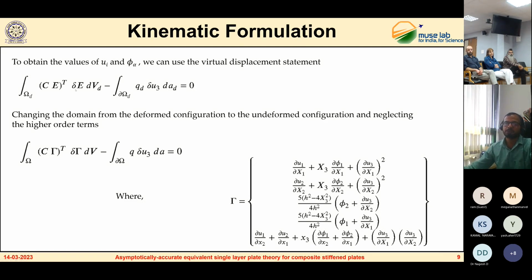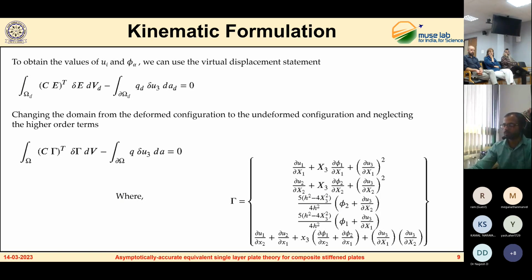This statement is in the deformed configuration of the structure, so we change the domain from the deformed configuration to the undeformed configuration. After some mathematical manipulation, we get this expression. Here the expression for capital gamma is shown in this slide. So this is the final expression for the strains for the plate model that we have developed.